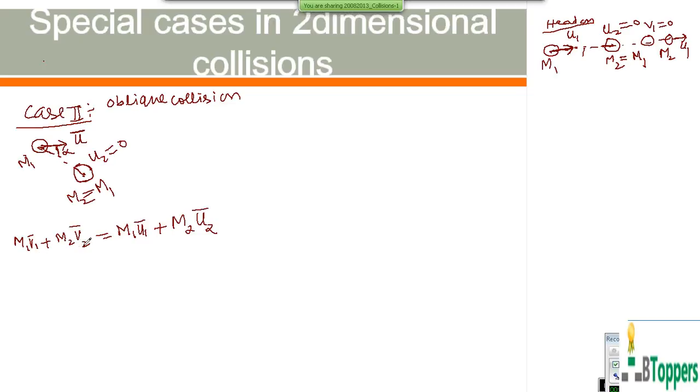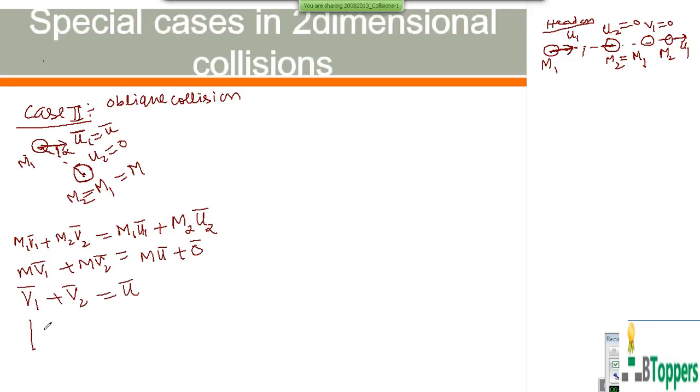So m1 v1 bar plus m2 v2 bar equals m1 u1 bar plus m2 u2 bar. Here u2 is 0, u1 bar can be written as u bar, which represents the initial velocity of the first body before collision. And m1 equals m2, let us denote the mass of each body by m. So m v1 bar plus m v2 bar equals m u bar, the second term becoming 0 on the right side. If we divide the equation by mass m, you can write v1 bar plus v2 bar equals u bar. Now we take the modulus on both sides.